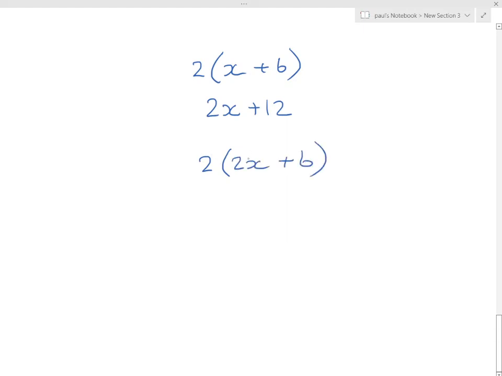We'll gradually make them more and more complicated as we go. So 2 times x plus 6. So 2 times x is 2x. 2 times 6 is 12. Now 2 times 2x plus 6. 2 times 2x is 2 times 2 is 4x. And 2 times 6 is 12.